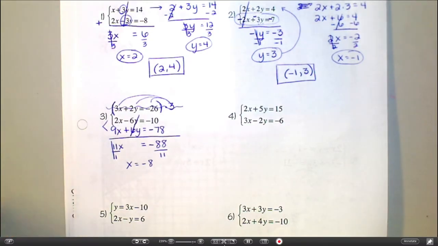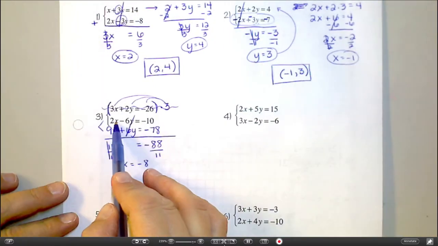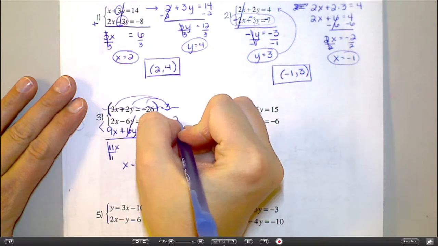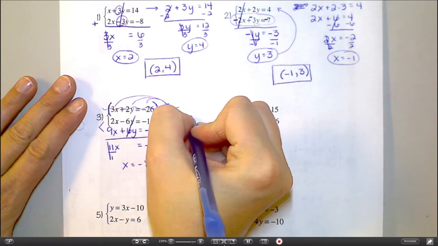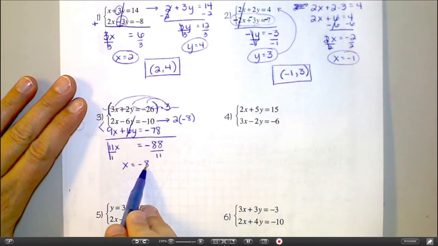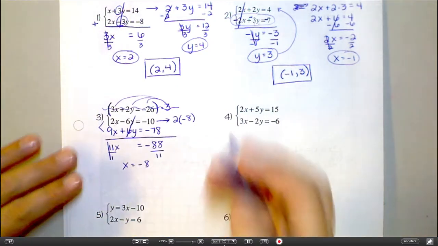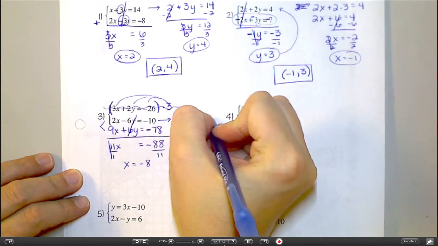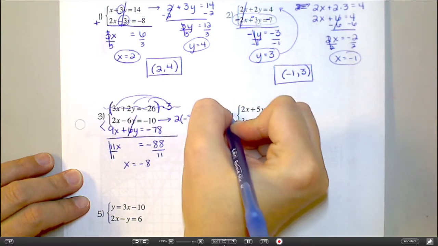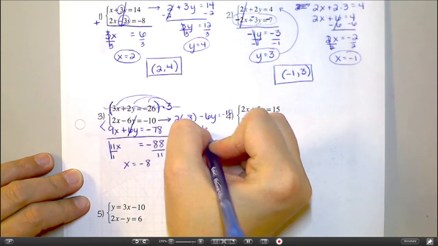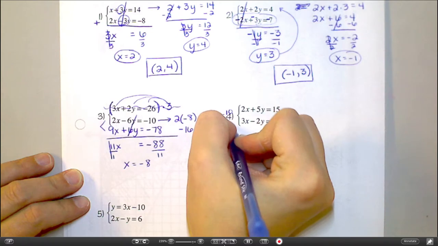Where do you want to plug that back in? This one? Yeah. Okay. Doesn't really matter. You could plug it in anywhere. So 2 times negative 8. Just make sure that when you plug that number back in, you pay attention to whether it's x or y. Okay? So this is being plugged in for x. So 2 times negative 8 minus 6y equals negative 10. That's negative 16 minus 6y equals negative 10.